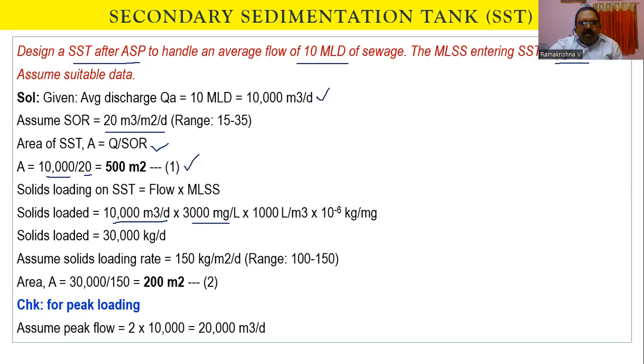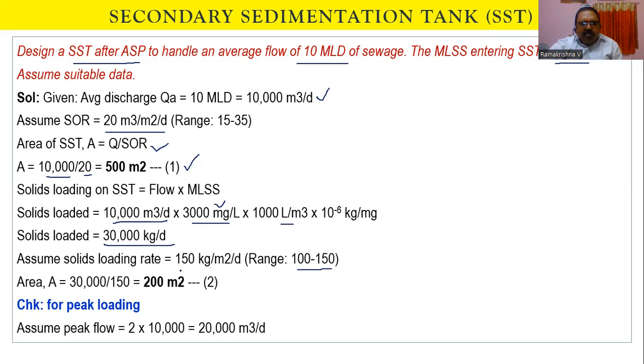Now convert from meter cube to liter, 1000 liters per meter cube. And now the milligrams are coming here. Milligrams should be converted to kilogram, so 10 to the power of minus 6. So it comes out to be 30,000 kilograms per day. So now the solids loading rate for average flow is around 100 to 150 kg per day per meter square.